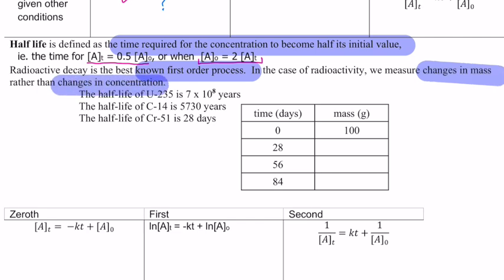So when we say that, for example, chromium 51 has a half-life of 28 days, what we are saying is that on day 0, you started with 100 grams. Then in 28 days, only half, 50 grams, is left. In another 28 days, you have half of 50, 25 grams left. And then in another 28 days, you have 12.5 grams left.